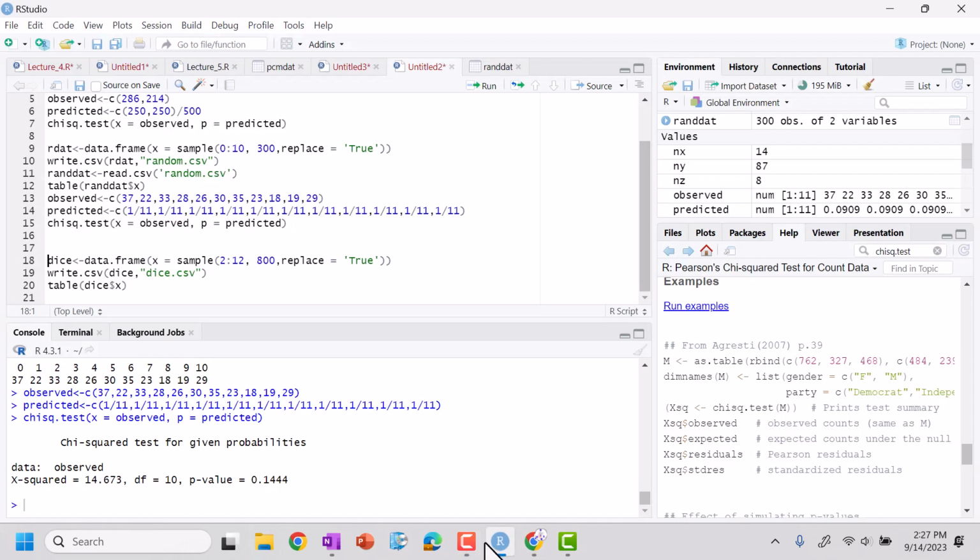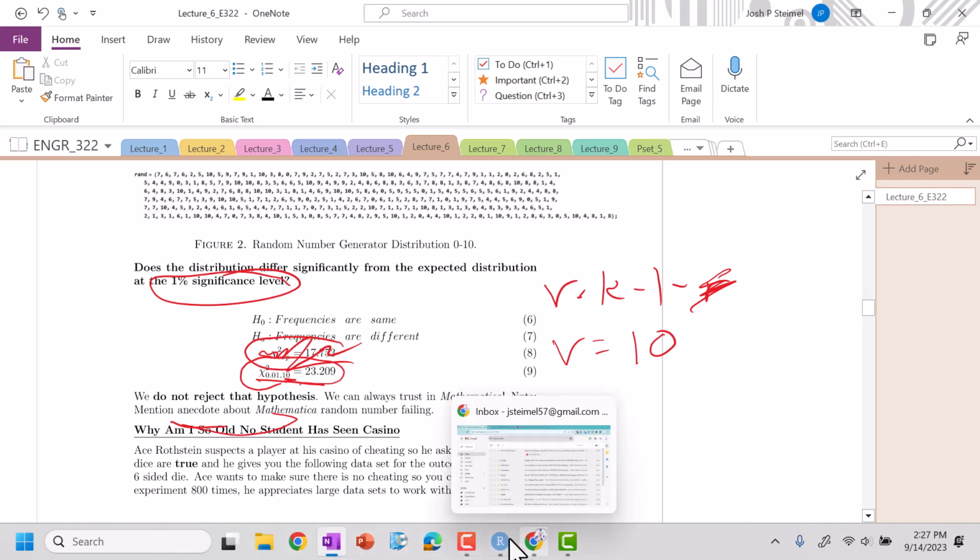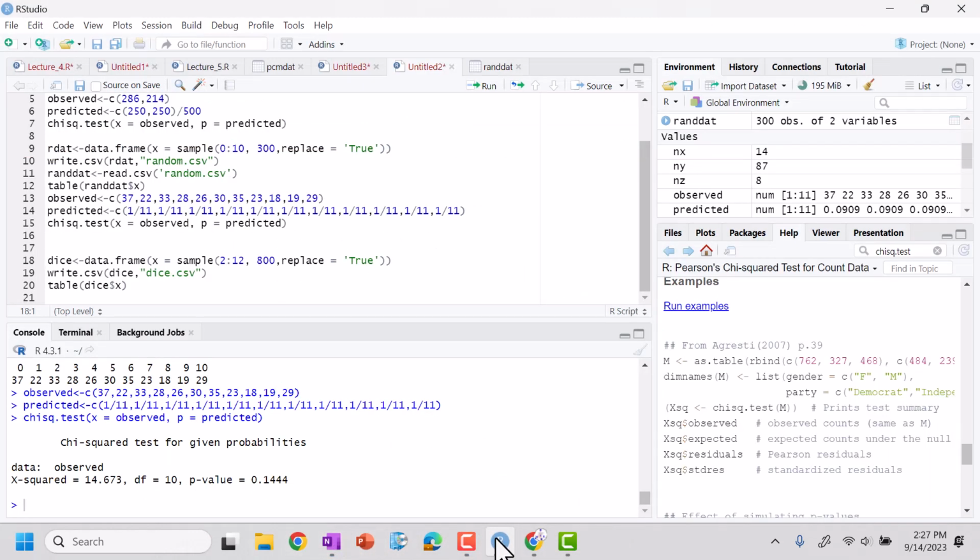So that is going to fall where? That is going to fall inside here, so that would be a do not reject. Does that make sense? Yes, because our p-value needs to be less than 0.01 to be in the reject region. So there we go. They are not statistically significant.